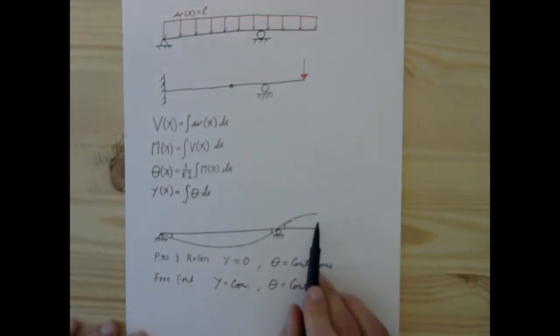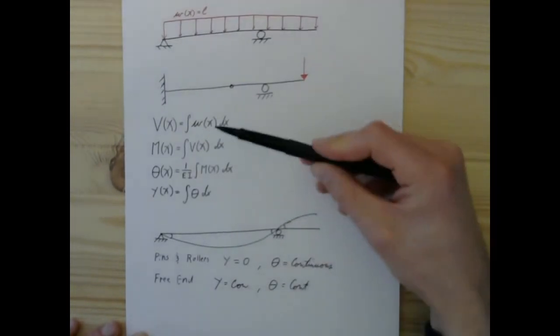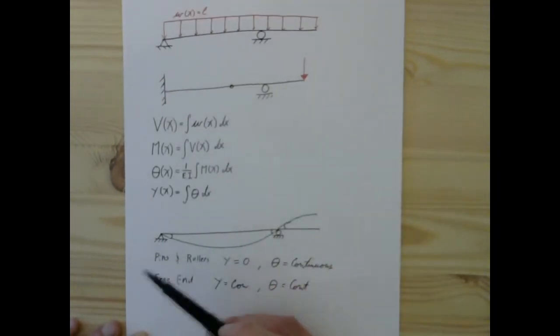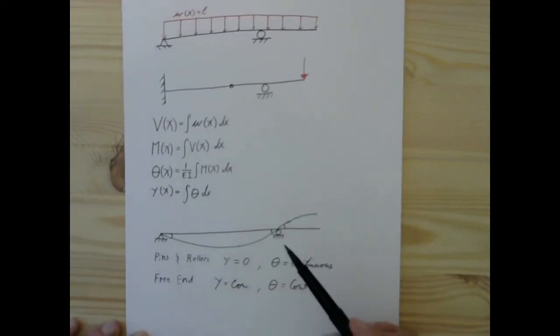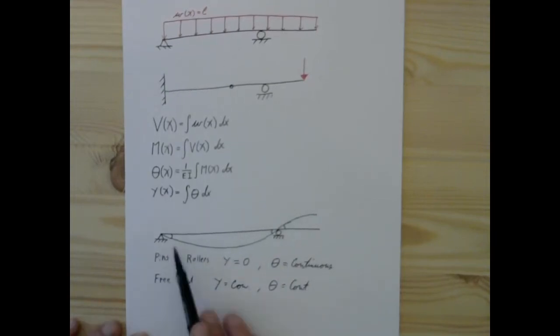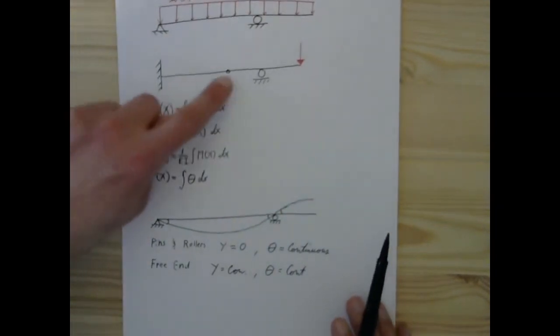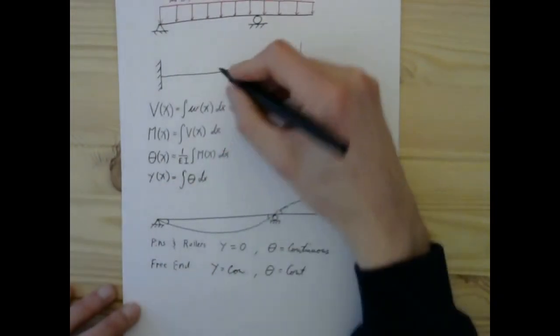So the free end gave us a lot of information about the constants of integration when we were considering these 2 equations, right? We can't have any internal moment, we can't have any internal shear at the free end. We can have rotation at the free ends, and we can have deflections at the free end. The pins and rollers, though, are going to just need to be a 0 for the deflection, and just continuous with the rotation.